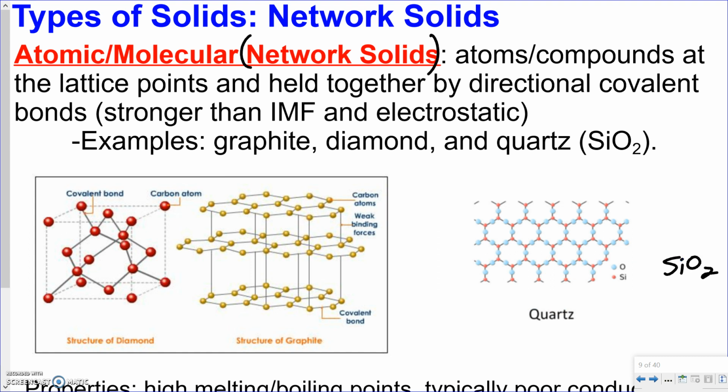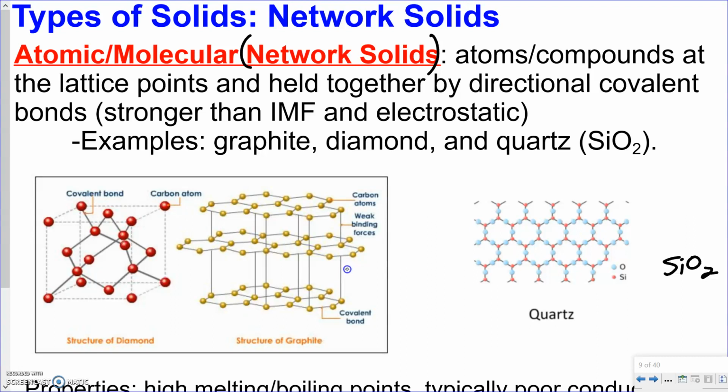So your lattice points, or your vertexes, are either atoms or compounds, and they're being held together by actual legitimate covalent bonds, directional covalent bonds, meaning the electrons are being shared between these atoms. Okay, some of the common ones we need to just know and recognize are diamond, graphite, and quartz. Those are the common ones used by College Board, so you need to recognize those in particular. These are extraordinarily strong structures.